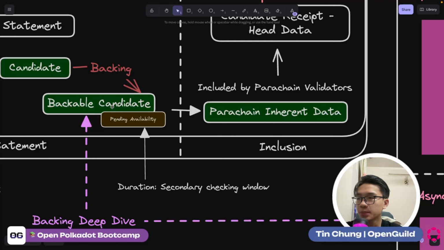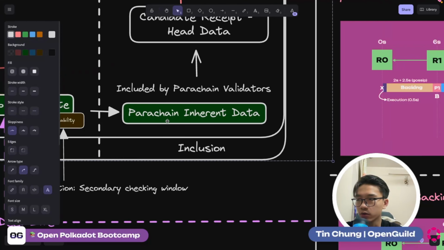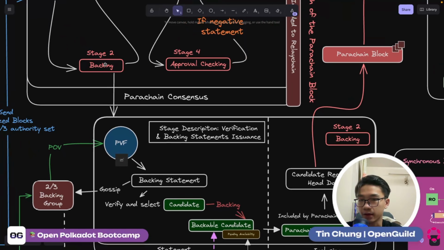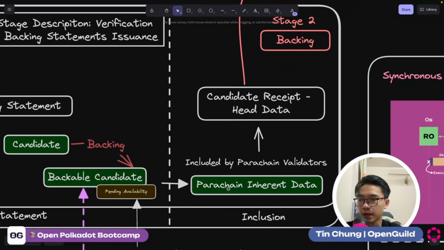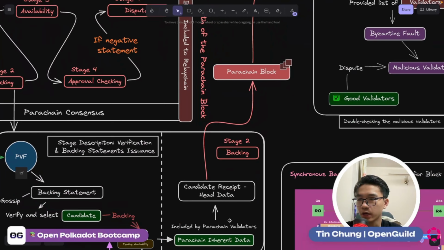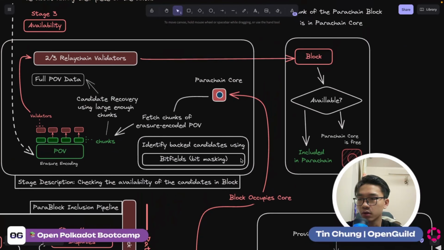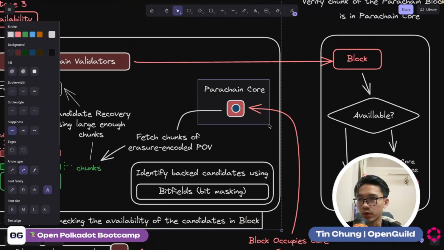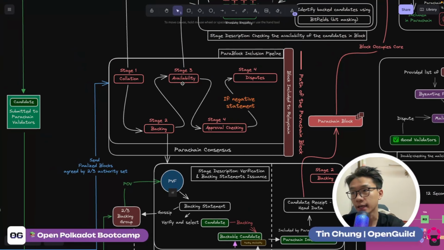Now we'll go back to this backable candidate. After the backing process, we have the Parachain inherent data. I forgot to mention, but this stage is called backing. So everything happens to back the candidate, where it becomes a Parachain inherent data included by the Parachain validator. The candidate receipt or the head data is added to the Parachain block. Then this Parachain block will be occupied by one Parachain core.